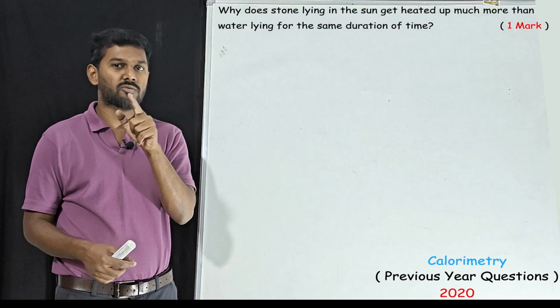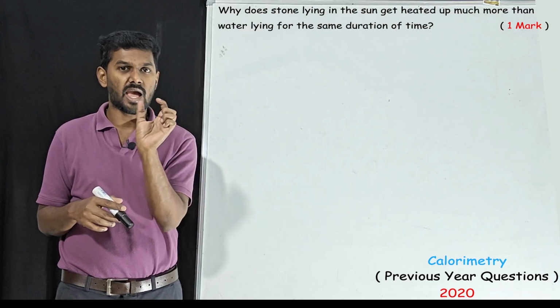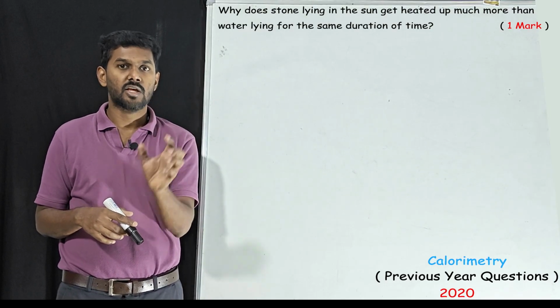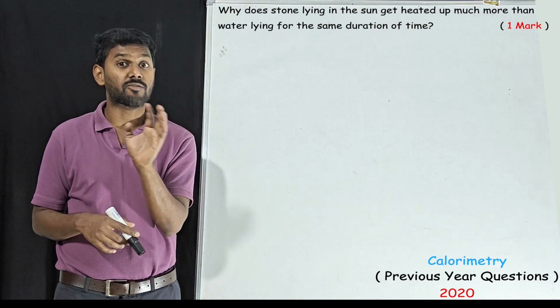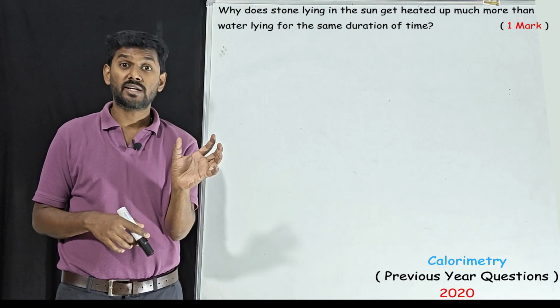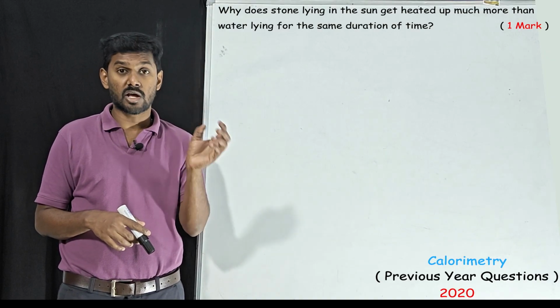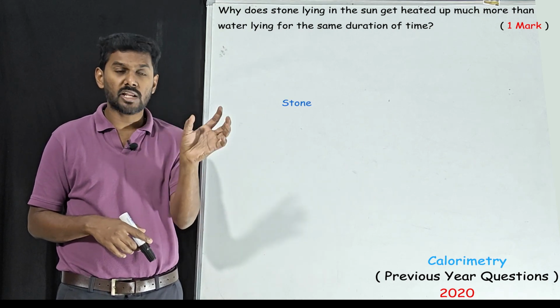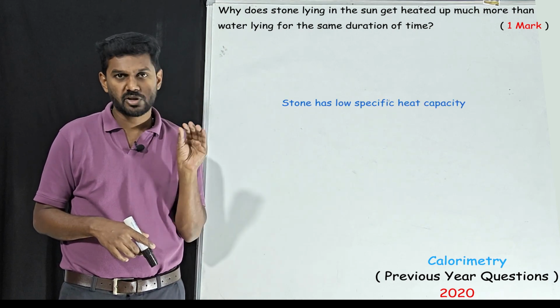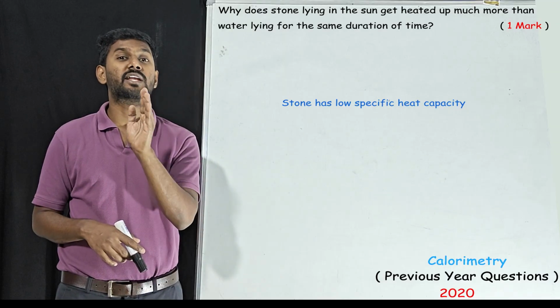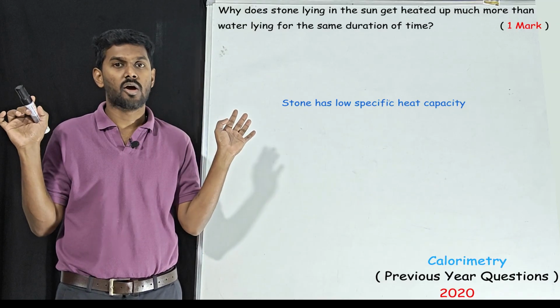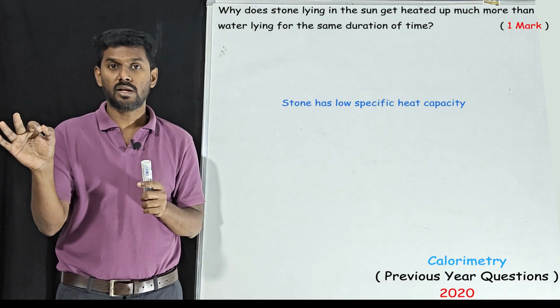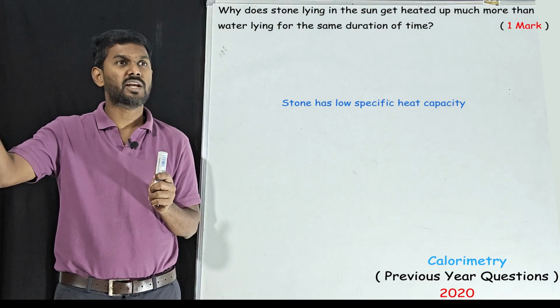Why? Very simple. We know good conductors of heat have low specific heat capacity. Stone is a good conductor of heat. We are not talking about electricity. Conductor is not always about electricity; it is about both heat as well as electricity. Here we are talking about heat. So stone is a good conductor of heat, so it has low specific heat capacity. This is the reason. Water is a poor conductor, so it has more specific heat capacity.